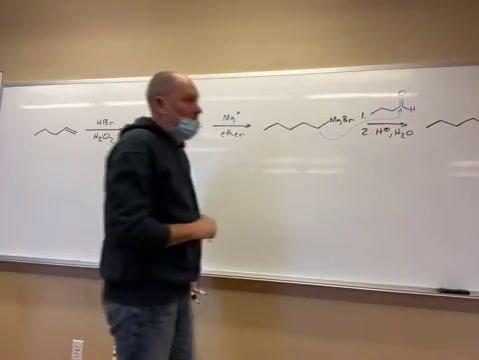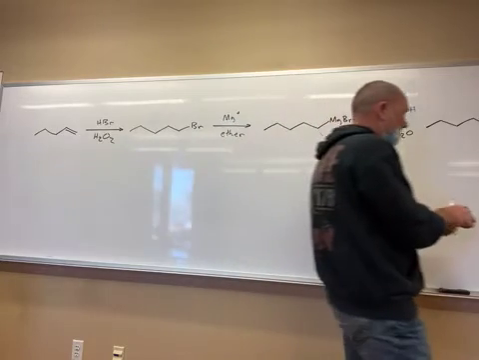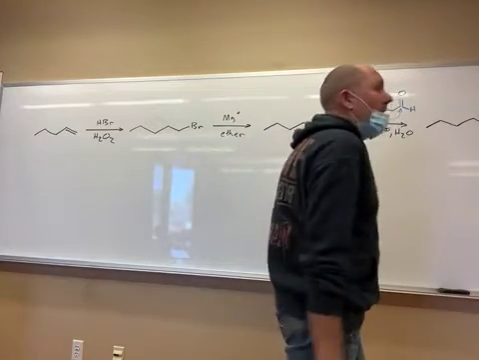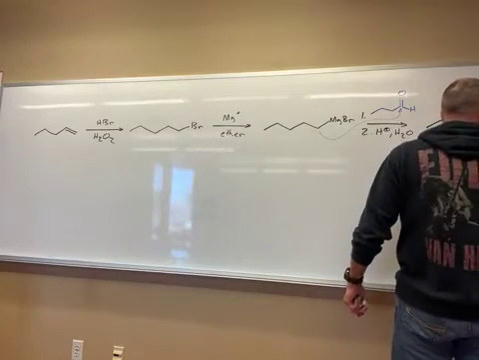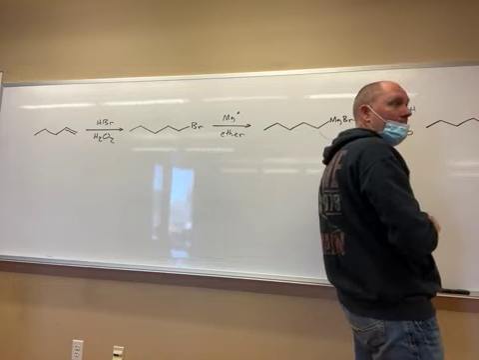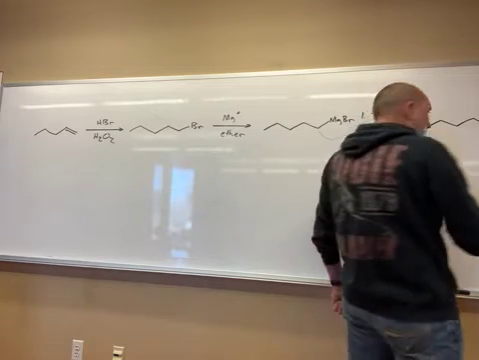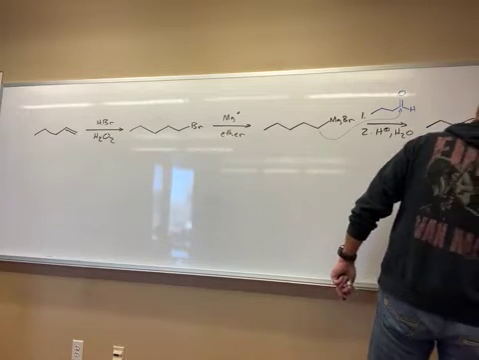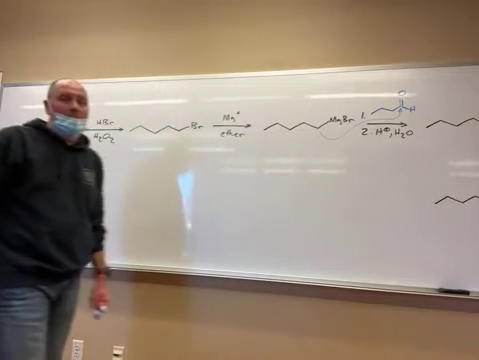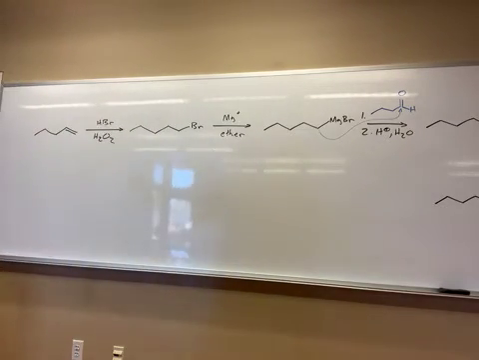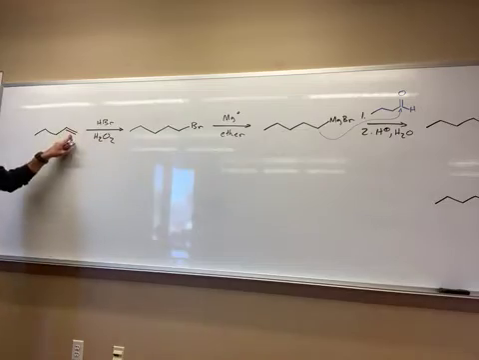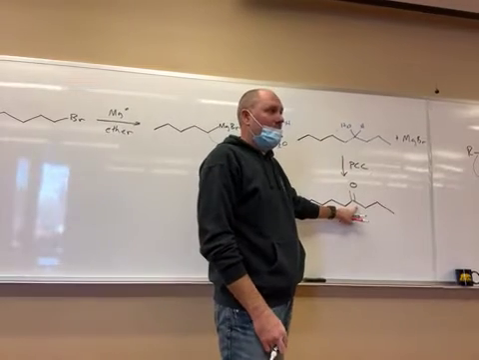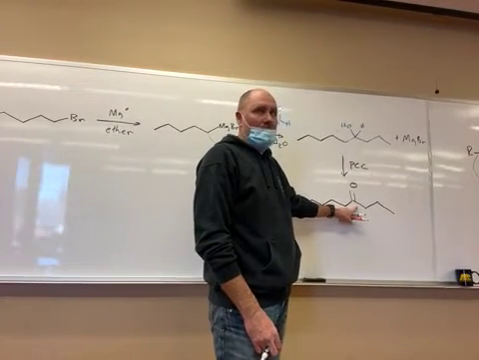Okay? And then again, in the wash, you're going to get out magnesium bromide. And if I hit this with PCC, what do I get? Ketone. Boom. So check this out. I just came up with a scheme to make from an alkene to an elongated ketone. How cool is that? Isn't that pretty cool?